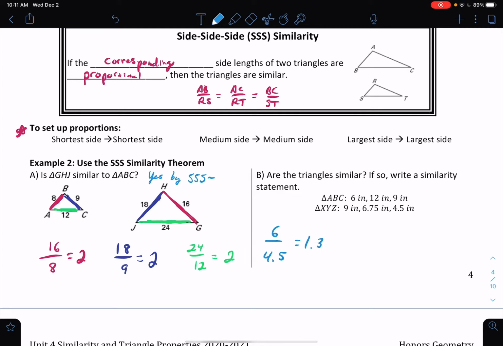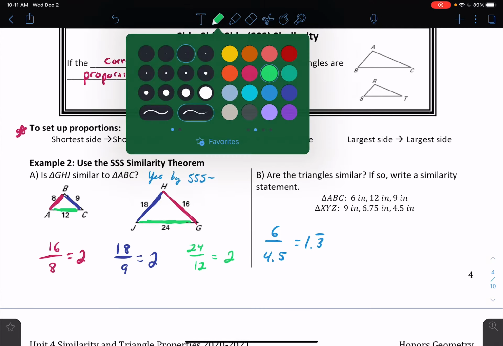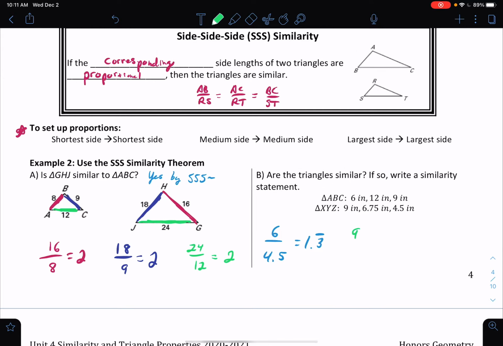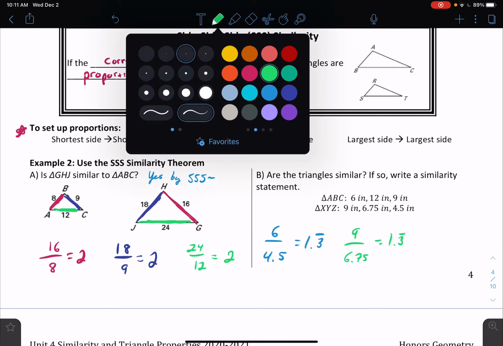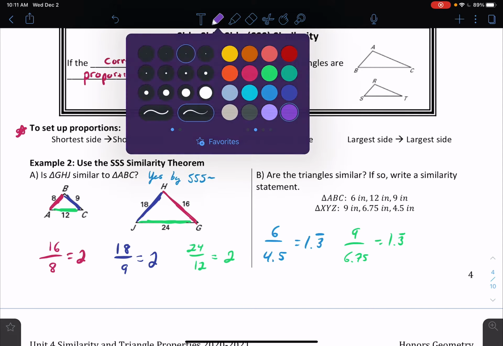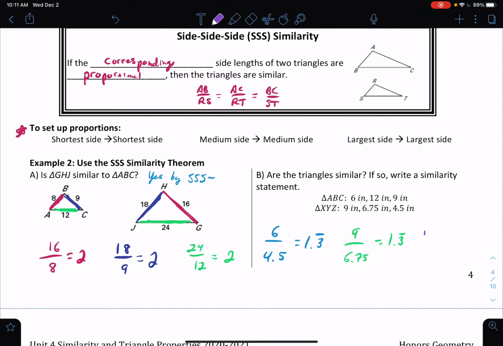This is 1.3 repeating. All right, medium is going to be 9 inches to 6.75 inches. So 9 divided by 6.75 also gives me 1.3 repeating. So it seems like we're doing all right so far, but we have to check the final one. Large to large, so 12 over 9, which simplifies to give me 1.3 repeating. So they all match. So I can set up a similarity statement.